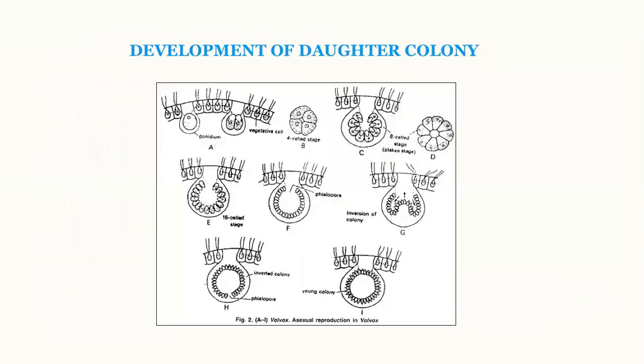Let's just check out how the development of daughter colony proceeds by the formation of gonidium. This picture over here shows the sequential changes that happen in the Volvox colony during asexual reproduction, which ultimately results in the formation of daughter colony. We will discuss each step in detail.